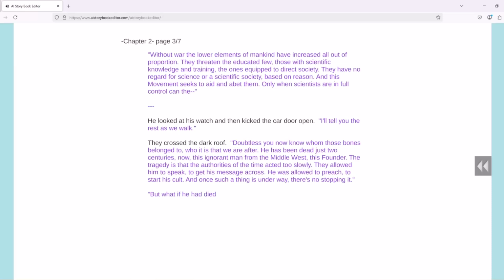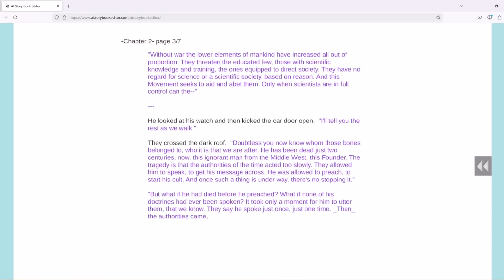But what if he had died before he preached? What if none of his doctrines had ever been spoken? It took only a moment for him to utter them that we know. They say he spoke just once, just one time. Or the authorities came, taking him away. He offered no resistance. The incident was small." The speaker turned to Conger. "Small, but we're reaping the consequences of it today."